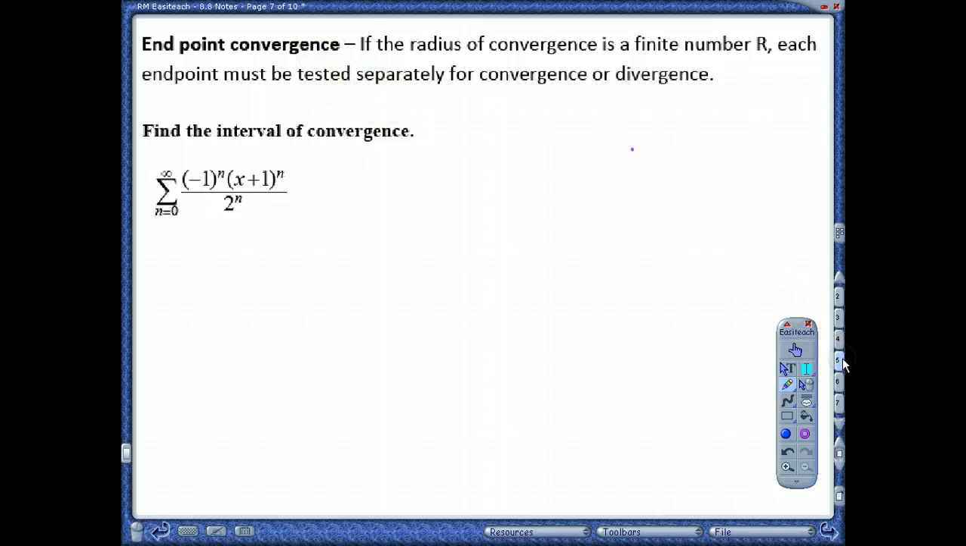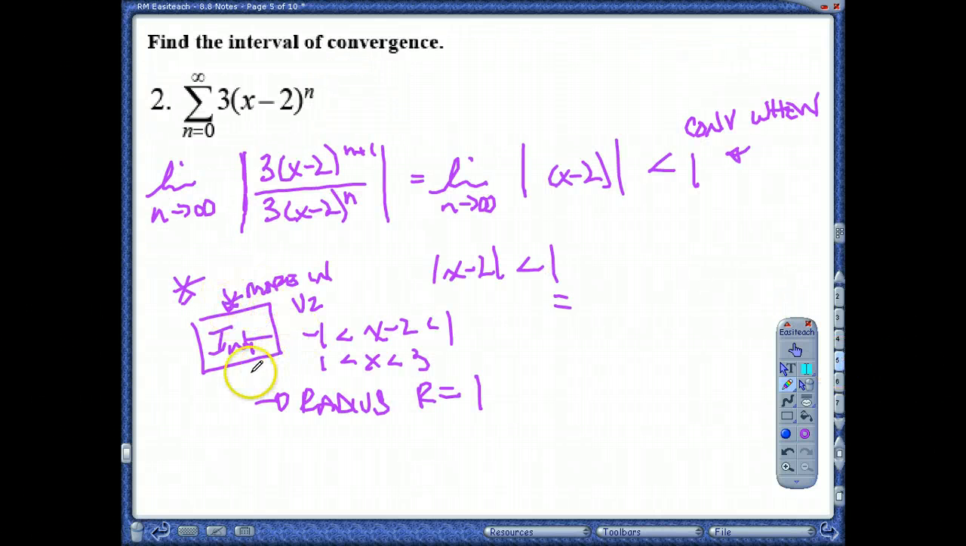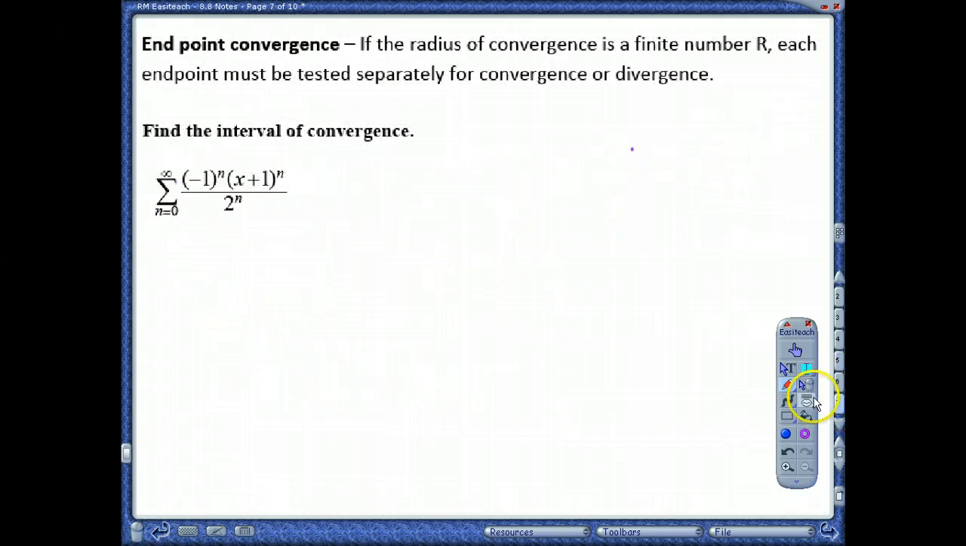So when I talked about this right here and I told you there was more to it, well, this is the more. Not only do I have to find this interval, but I need to actually test these endpoints because I need to know if one is part of the convergence or not part of the convergence. So that's where a little bit extra fun comes into play. We're going to find that interval of convergence and we're going to test the endpoints.